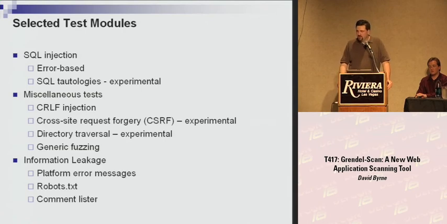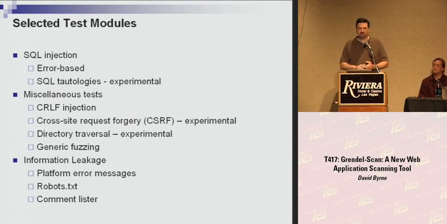The directory traversal module is very similar in its approach to identifying vulnerabilities as the SQL tautology module, and so I expect that both of them will leave the experimental status about the same time. The generic fuzzing module can be pretty useful. It takes a while to run, but it's not like you have to sit there and watch it the whole time. It takes a set of predefined strings, which could be default or user-defined, and appends them to the end of every input parameter that's observed by the scan.